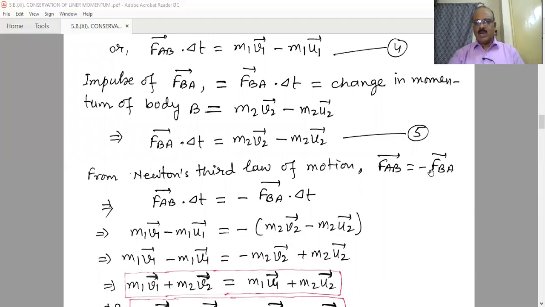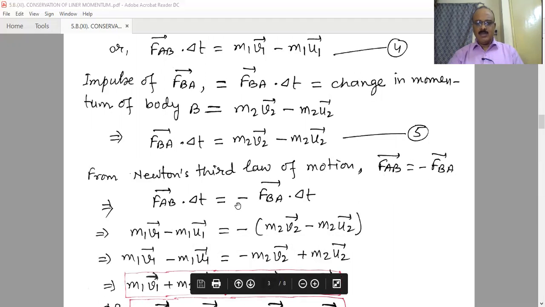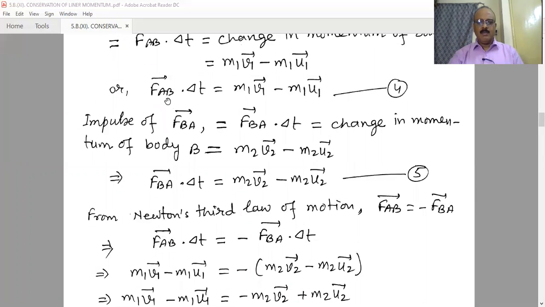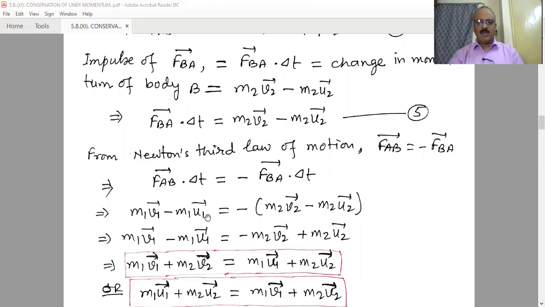Now, according to Newton's third law of motion, FAB is equal to minus FBA. By multiplying both sides of this equation by delta t, FAB into delta t is equal to minus FBA into delta t. These are nothing but the impulses: impulse on B and impulse on A. Therefore, we already know FAB into delta t is m1 v1 minus m1 u1 on the left hand side, and on the right hand side it is m2 v2 minus m2 u2, which is the impulse on object B.